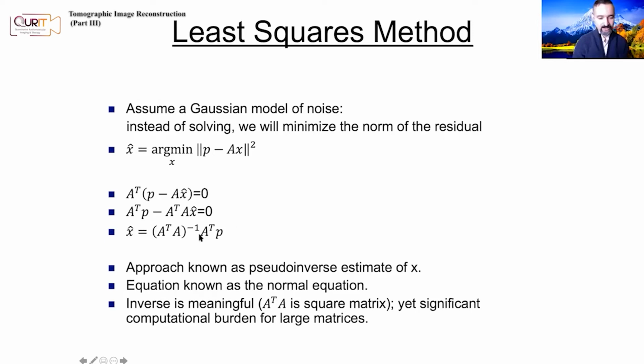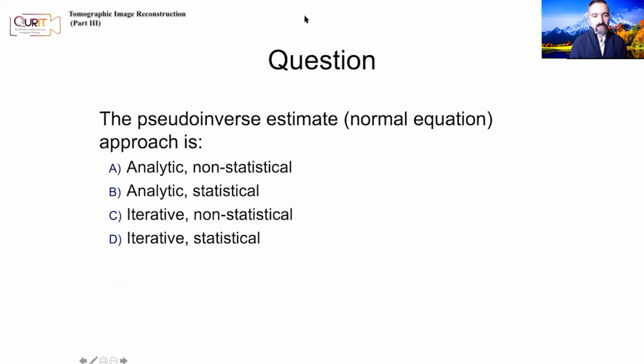It's a meaningful equation. So I want to poll you here. The pseudo-inverse estimate or the normal equation that we just showed, which one is it? Is it analytic, non-statistical, analytic, statistical? Is it an iterative algorithm but non-statistical, or is it an iterative algorithm and a statistical algorithm, or based on a statistical model of noise? Think about it.